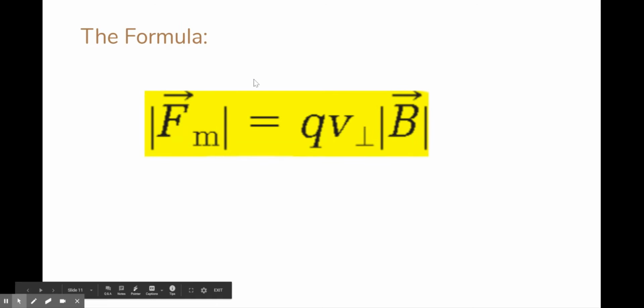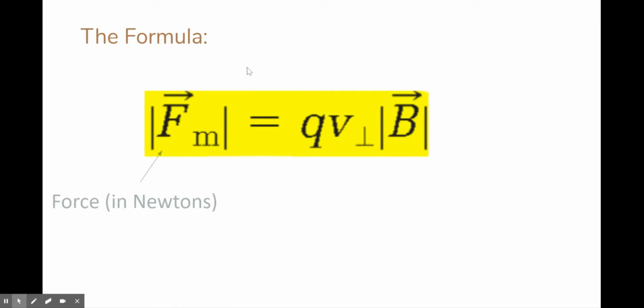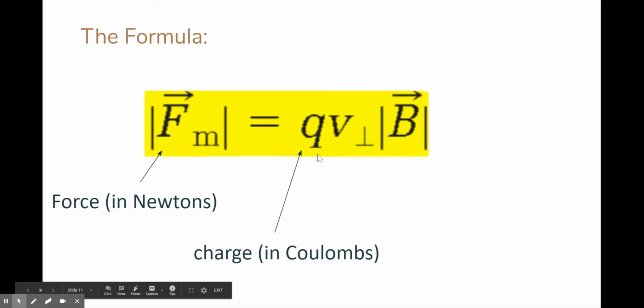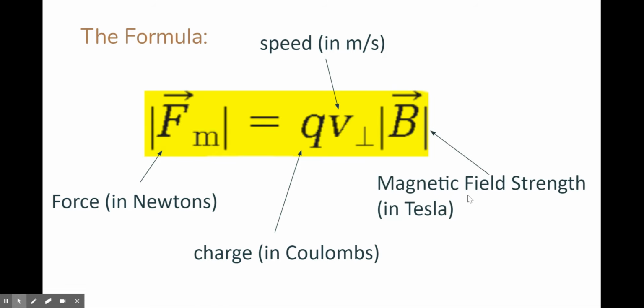So let's take a look at the formula that predicts the magnitude of the force of that charged particle. So this is what the formula looks like. Cut right to the chase here. In this formula, the F is the force in newtons. It's a vector quantity, but you'll also notice that it has absolute value signs around the force. So we're going to only calculate the magnitude of the force using this formula. That force is going to be equal to the charge on the particle in coulombs multiplied by the speed of that particle in meters per second multiplied by the magnetic field strength in units called Teslas.